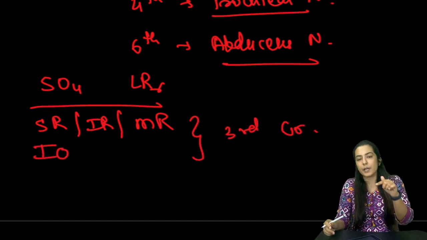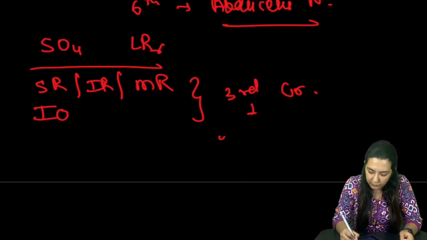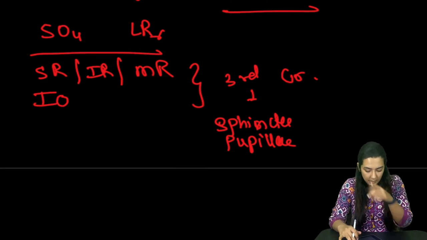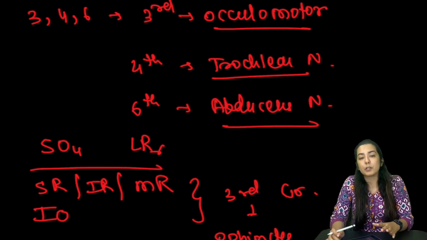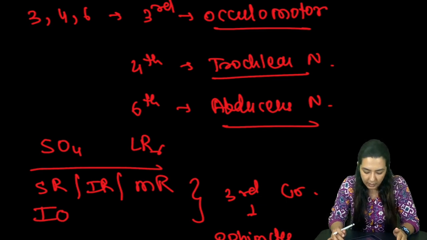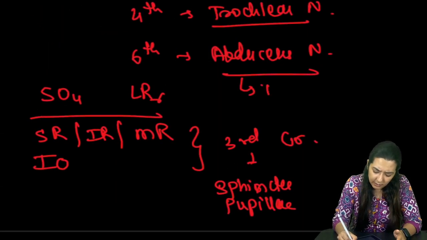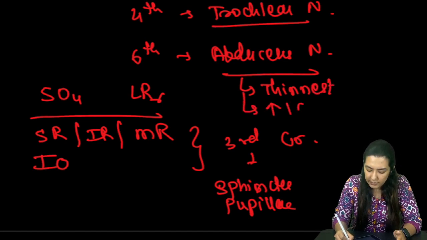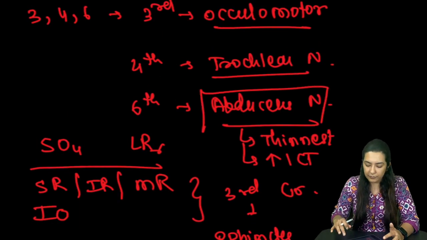The muscles apart from SO and LR are supplied by the third cranial nerve, and it also gives its parasympathetic fibers to the sphincter pupillae muscle, so it is responsible for pupillary constriction. I hope this is clear. SO4 LR6 is very easy to remember, and it will be important for lesions of specific cranial nerves. Apart from this, the sixth cranial nerve is the thinnest nerve, and it is the most common nerve involved in raised ICT. Whenever there is raised intracranial tension, the abducens nerve will be the first to be affected.